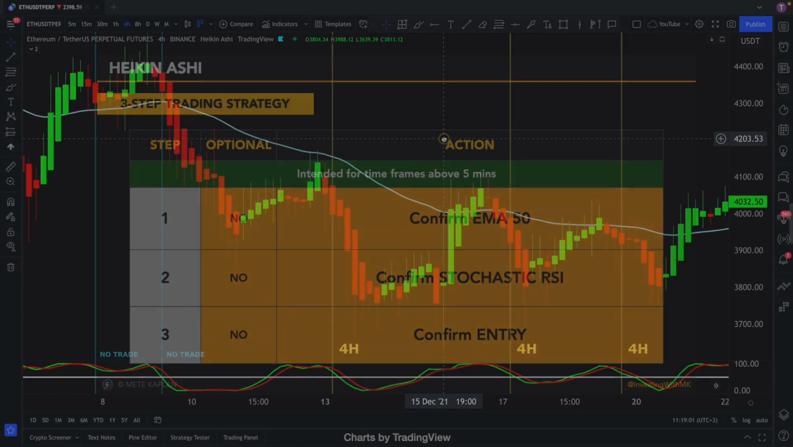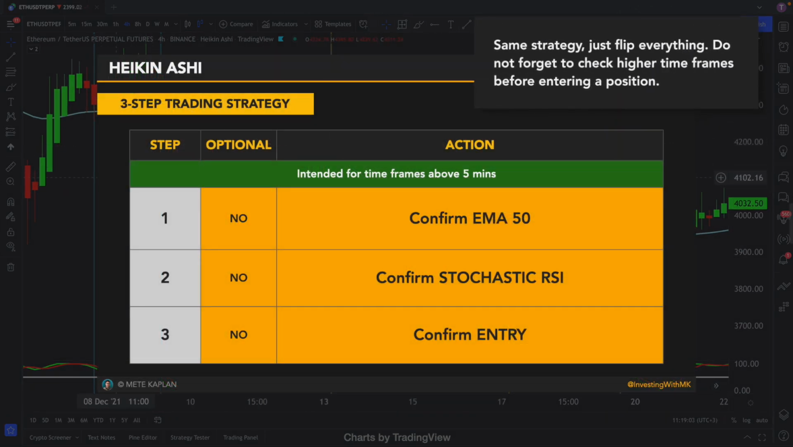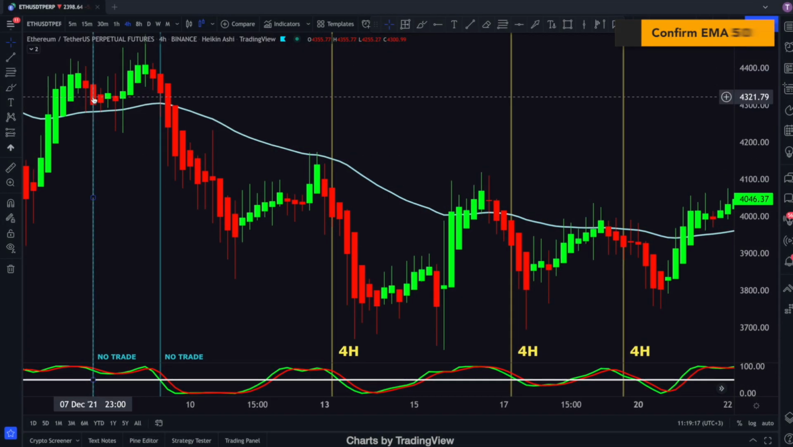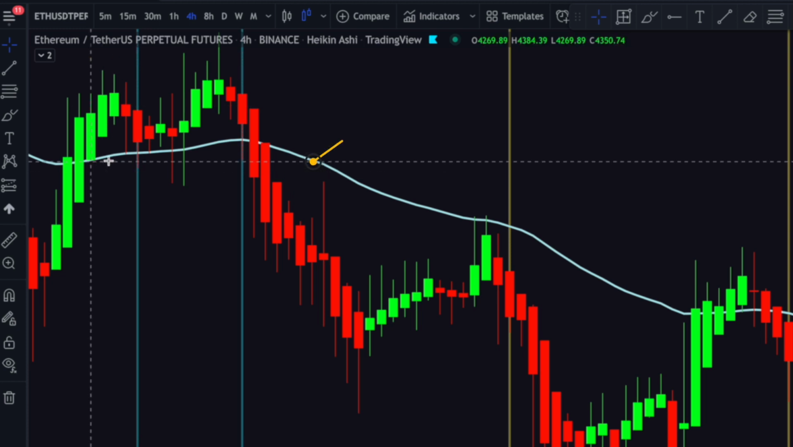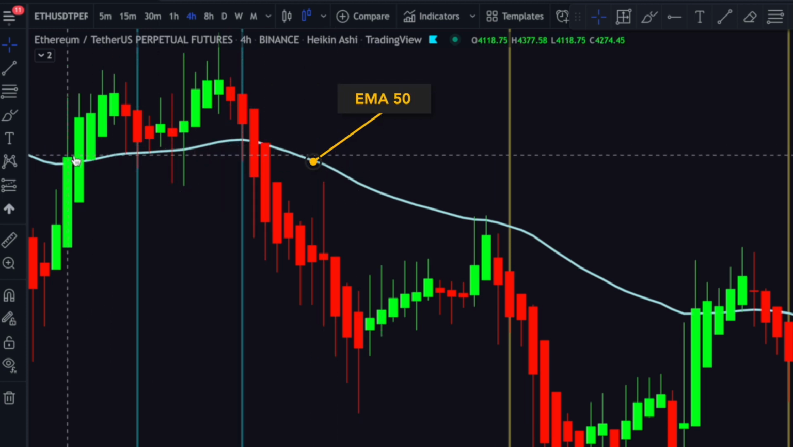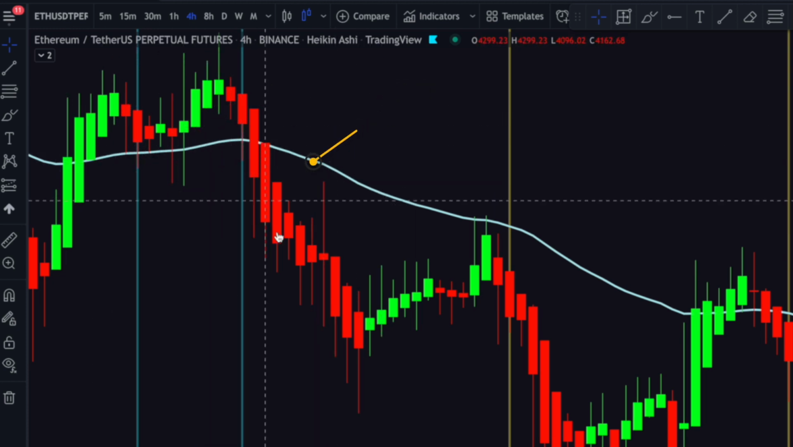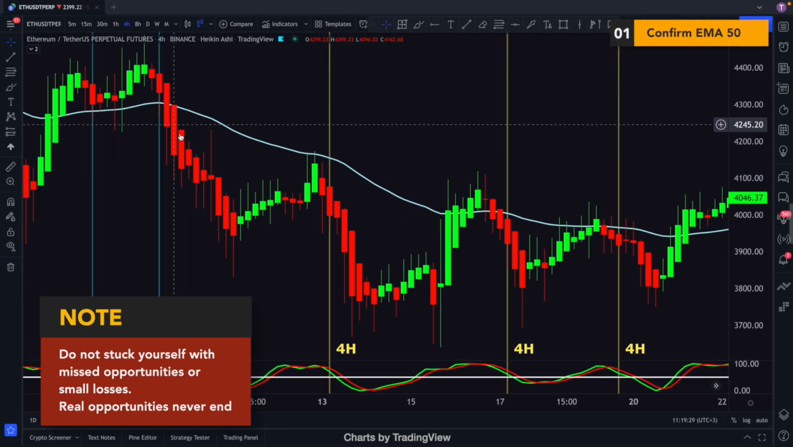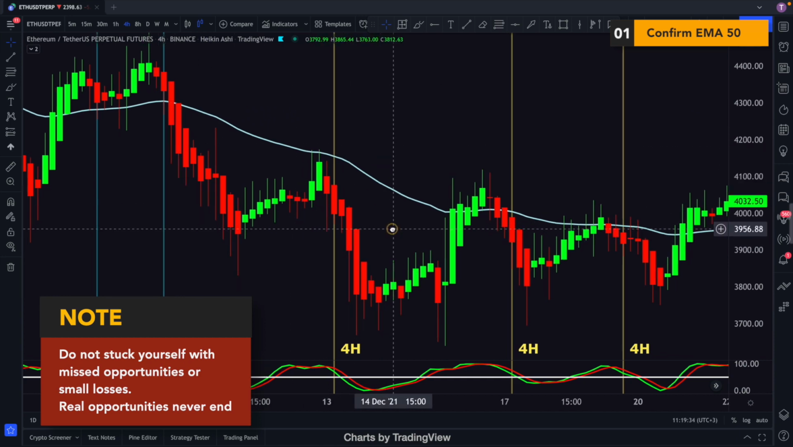Okay, let's get back to examples. Short positions are actually exactly the same as long positions. Same strategy, you just flip everything. That's it. Just remember to check your higher time frames. The first two examples are not tradable because they are above the EMA 50. Even though the second one worked amazingly, I wouldn't mind it. You're going to miss so many opportunities in your trading life. But the good thing is you can trade 24/7 nowadays, so opportunities never end.